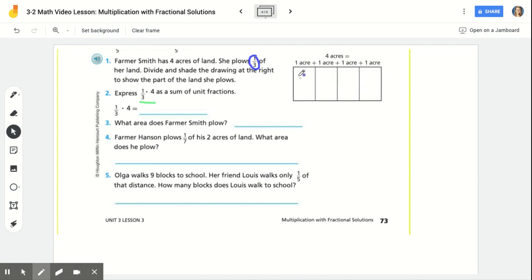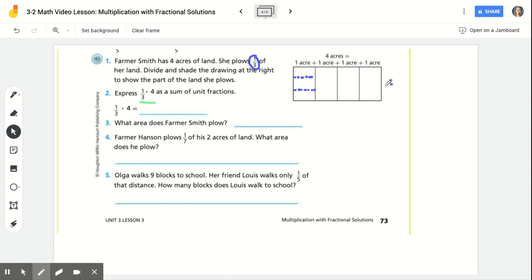So this 1 acre here, I'm going to split it up into how many pieces to represent 1/3? How can I represent what a third of an acre is? Well, I'm going to look at my denominator here. It's 3. So I need 3 total parts. So I'm going to do a dashed line and a dashed line. Now I have one group, 3 total groups to represent thirds.